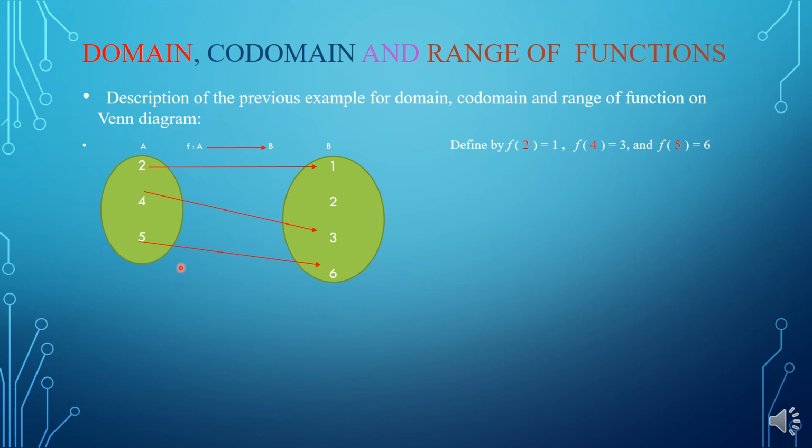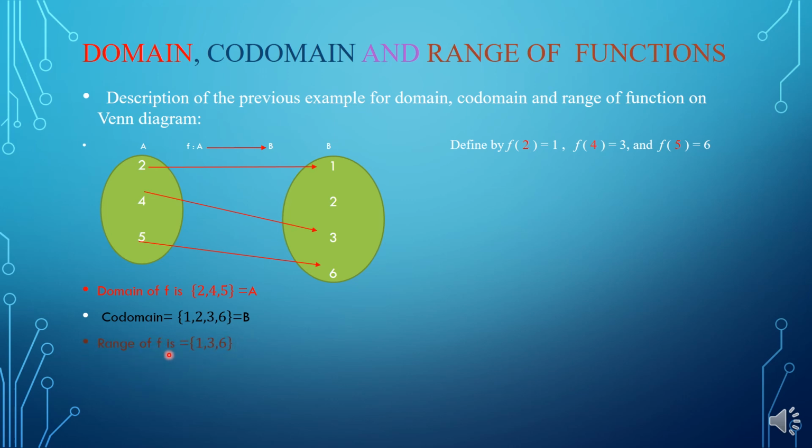Now come back to what we said in the previous slides: all the elements of set A are called the domain. These elements are actually the inputs 2, 4, 5. So the inputs of the function are called the domain of the function. Here we write: the domain of the function is {2, 4, 5}. What is the codomain of a function? The codomain is {1, 2, 3, 6}, meaning all the elements of set B are called the codomain.